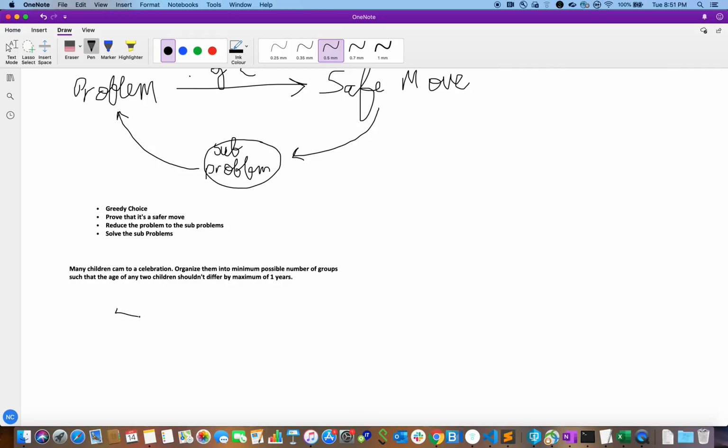Suppose there are four children that came to a party. Child 1 has an age of 1 year, the second has an age of 3 years, the third has an age of 2 years, and the fourth has an age of 1 year, let's say. So this will be child 1, child 2, child 3, and child 4. And in this we need to make the minimum number of groups such that for every child in a particular group, the difference in age should not exceed 1 year.